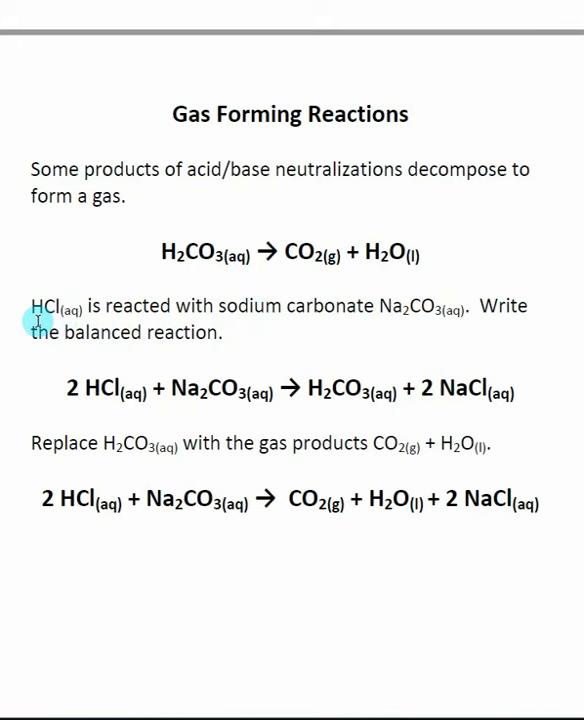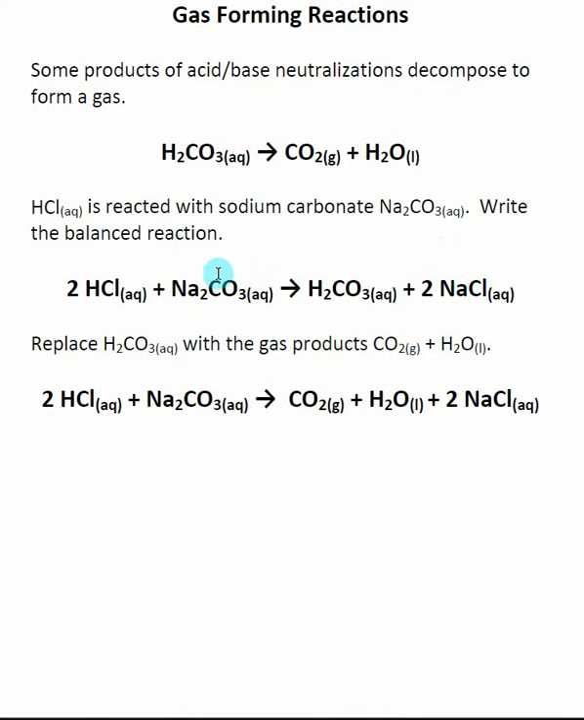So I take HCl, I add it to sodium carbonate, Na2CO3, and I write the balanced reaction. I'm not going to go through every step, but when I do the combinations of ions, I make carbonic acid, H2CO3, and NaCl. I go through and balance it, and it looks like this. But remember, we don't want the carbonic acid. We want to show the reaction that involves forming the CO2.